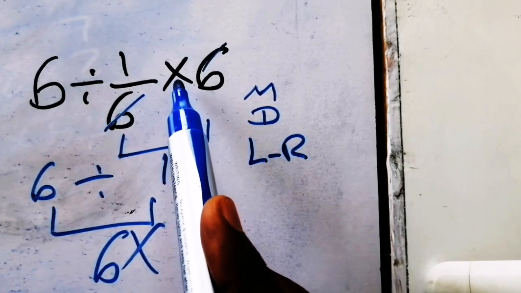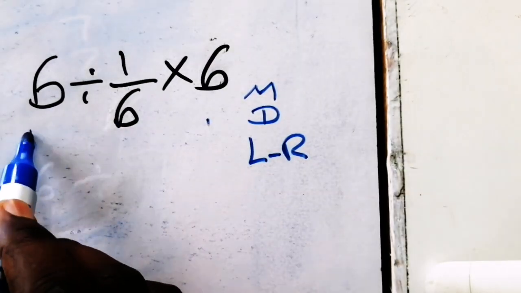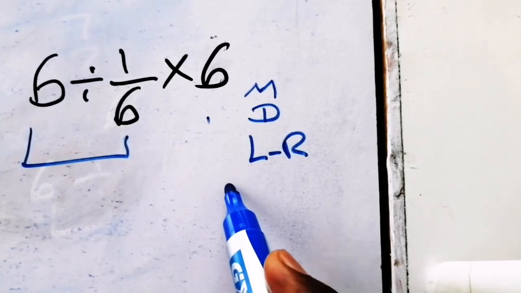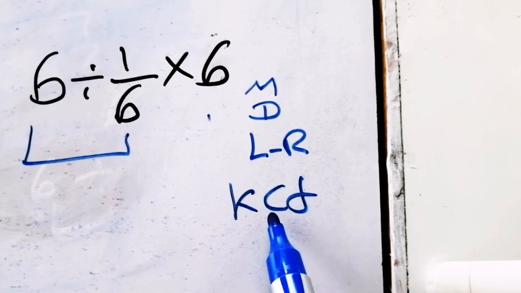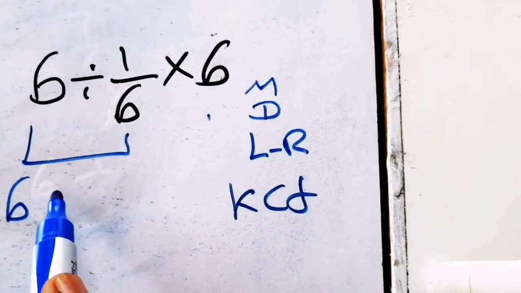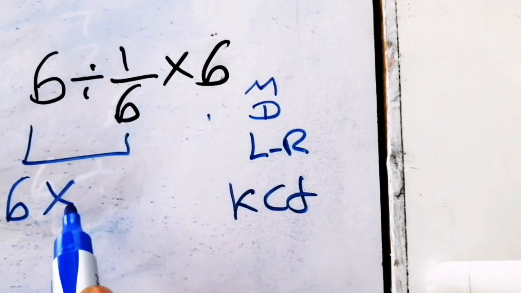If we do this multiplication before this division, it is wrong. Therefore, first we have to do this division, okay. According to the KCF rule, K stands for keep, C stands for change, and F stands for flip. We have to keep the first number, change this division into multiplication, and flip the second fraction, okay.